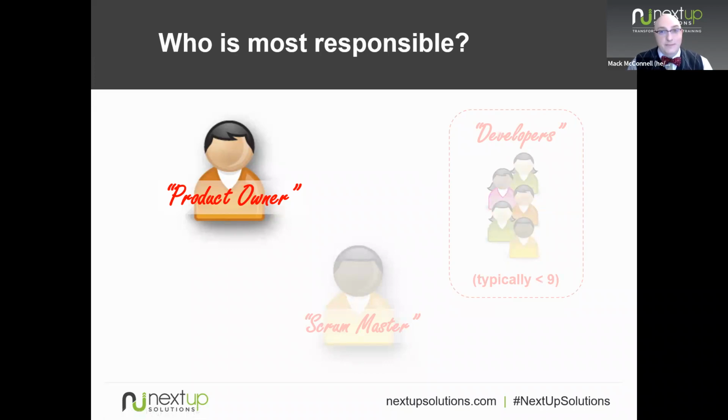Backlog refinement doesn't happen in a vacuum. That's the product owner talking to developers. The Scrum Master is probably coaching all those interactions, but it's the product owner's responsibility more than anybody else to make sure that that loop is effective.